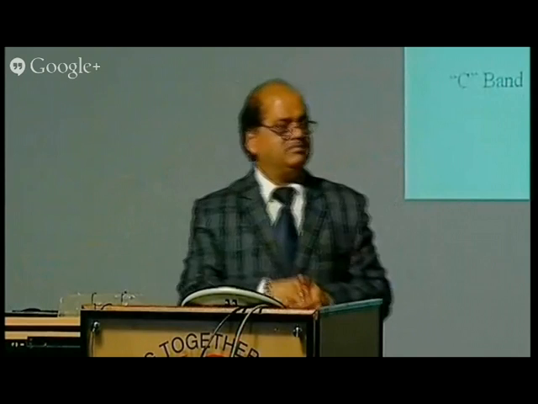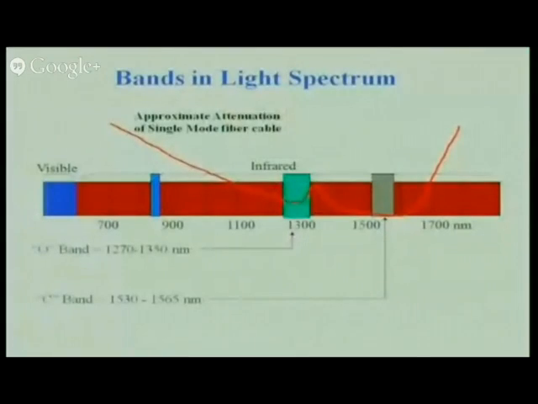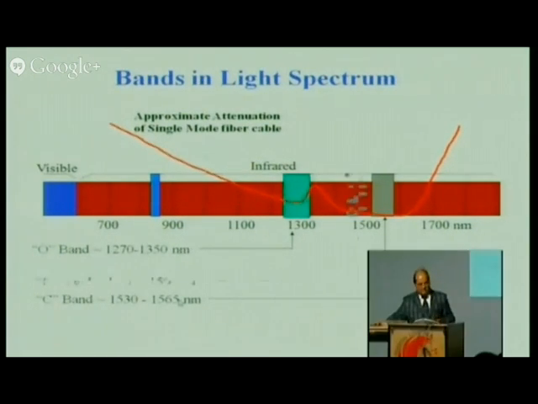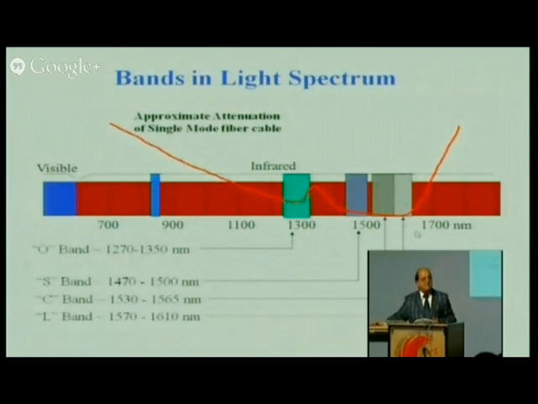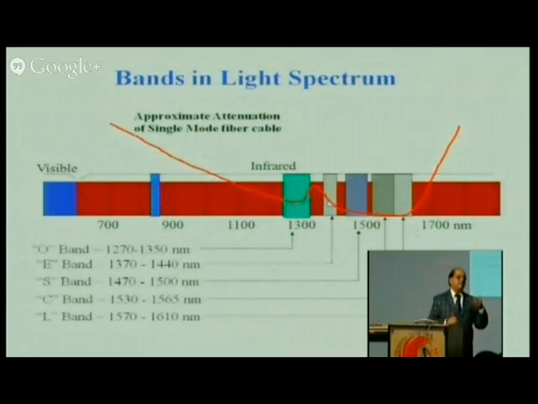Another approach is bands in the light spectrum. If you look at the light spectrum, approximate attenuation, you see we are using these two conventional bands, but we can use other windows, maybe the S band, like this region can be utilized. Similarly, higher regions can be utilized for different applications. Here the loss is more, but I can use this window for the shorter distance, for the medium haul link.